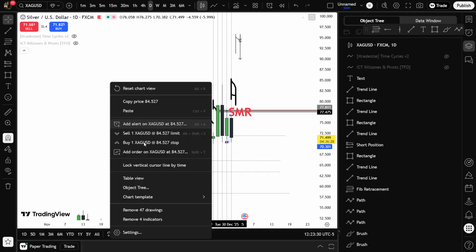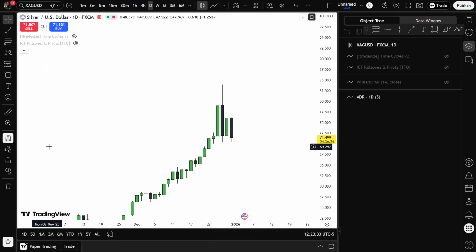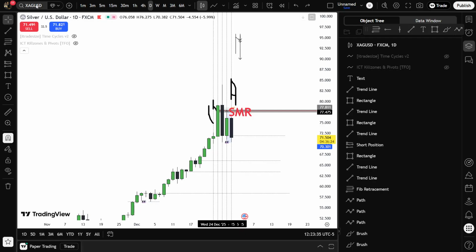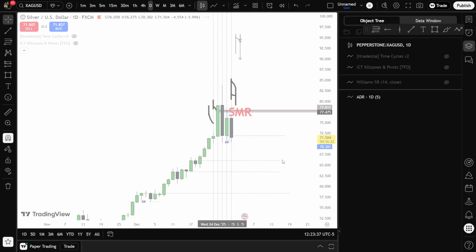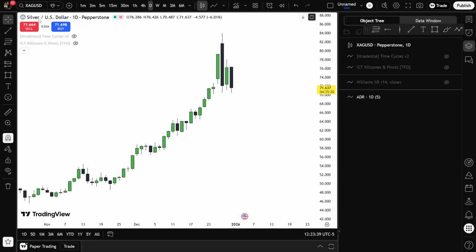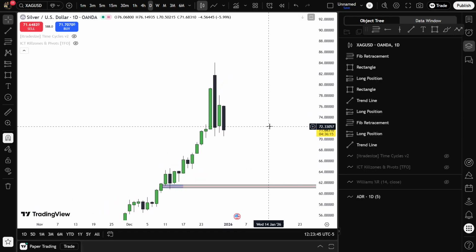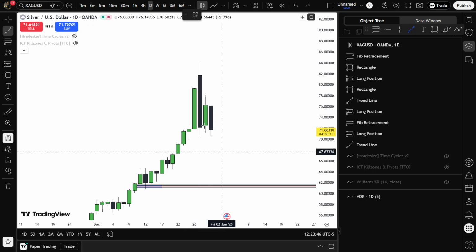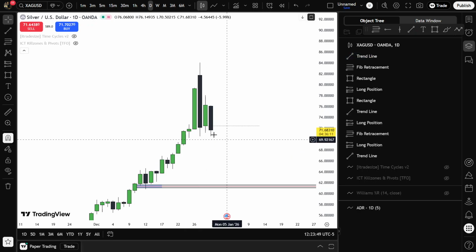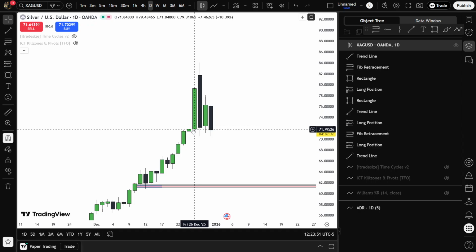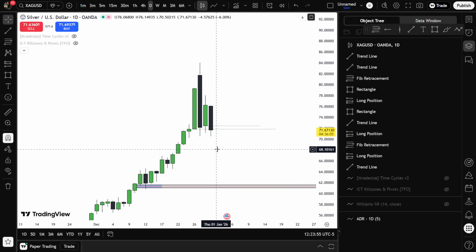Alright, so let's remove each and everything. Well, let's not do that. Let's open another chart. Not this chart. One that could be better. Yeah. This is our potential order block, guys. Well, we can use this. This is our main order block.